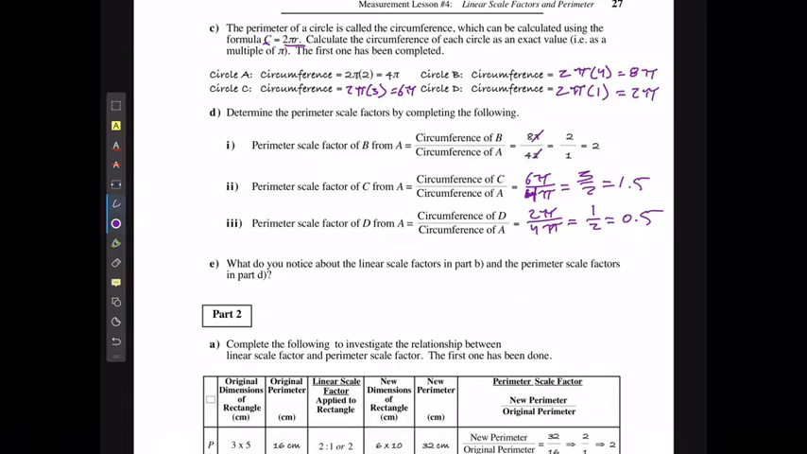What do you notice about the linear scale factors in part B and the perimeter scale factors in part A? They're the same. Scale factors.